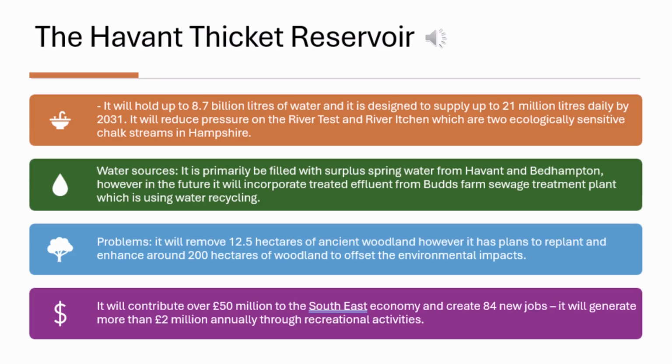However, building reservoirs can have many environmental problems. It will remove 12.5 hectares of ancient woodlands. However, they plan to replant around 200 to offset these impacts. Haven-Thicket Reservoir will contribute over £50 million to the South East economy and create 84 new jobs.